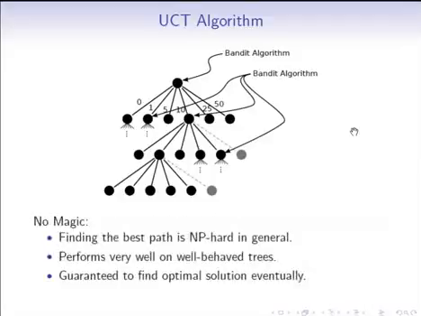So this algorithm doesn't give you any magical things that you couldn't get before. So for example, it's easy to show that finding the best path in general is an NP-hard problem. However, it is known that this algorithm performs very well on well-behaved trees. And in particular, the algorithm guarantees us to find an optimal solution eventually. In other words, if we run this for long enough, we'll be able to find out the optimal path.